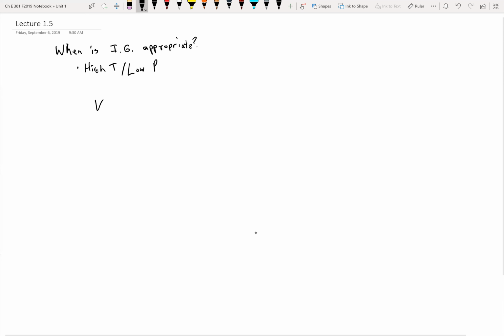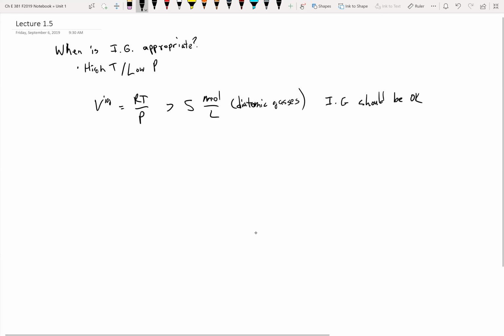So V_IG is RT over P. So if you're given a T and a P, you can calculate what the molar volume for the ideal gas would be. So if this comes out to be greater than 5 moles per liter for simple diatomic gases, then the rule of thumb applies. And this is not a law, this is not a rule.